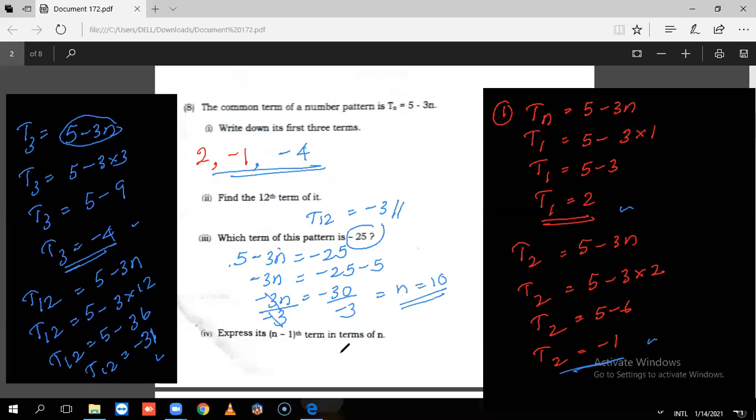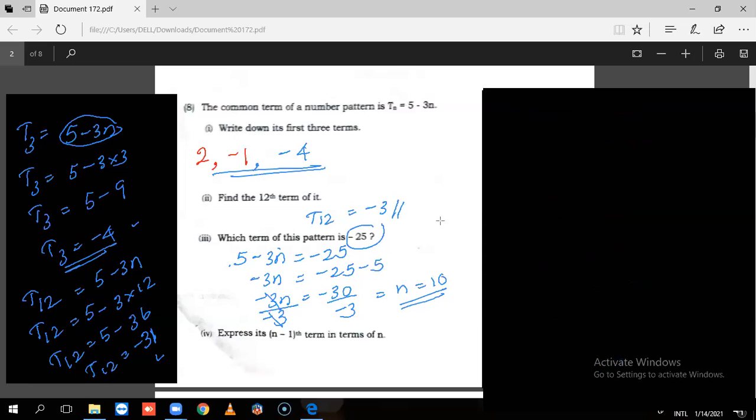n equals 10. Then, like yesterday, express the n minus 1 term. Instead of n, substitute the n minus 1th term. So I will clear only this side now.